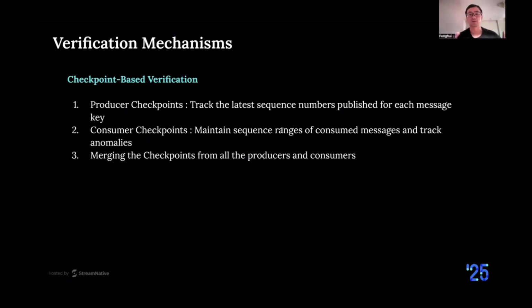But for the consumer side, you need to identify duplication or other issues, and we also cannot manage all the messages in memory, right? So the consumer just maintains sequence ranges. If any message is out of range, for example a message breaks the order or is duplicated, the consumer just creates a new range. So it can reduce the memory consumption compared to managing all the sequences or messages in memory. And the last step is to merge all the checkpoints together, and then we can know which message is duplicated or missed.